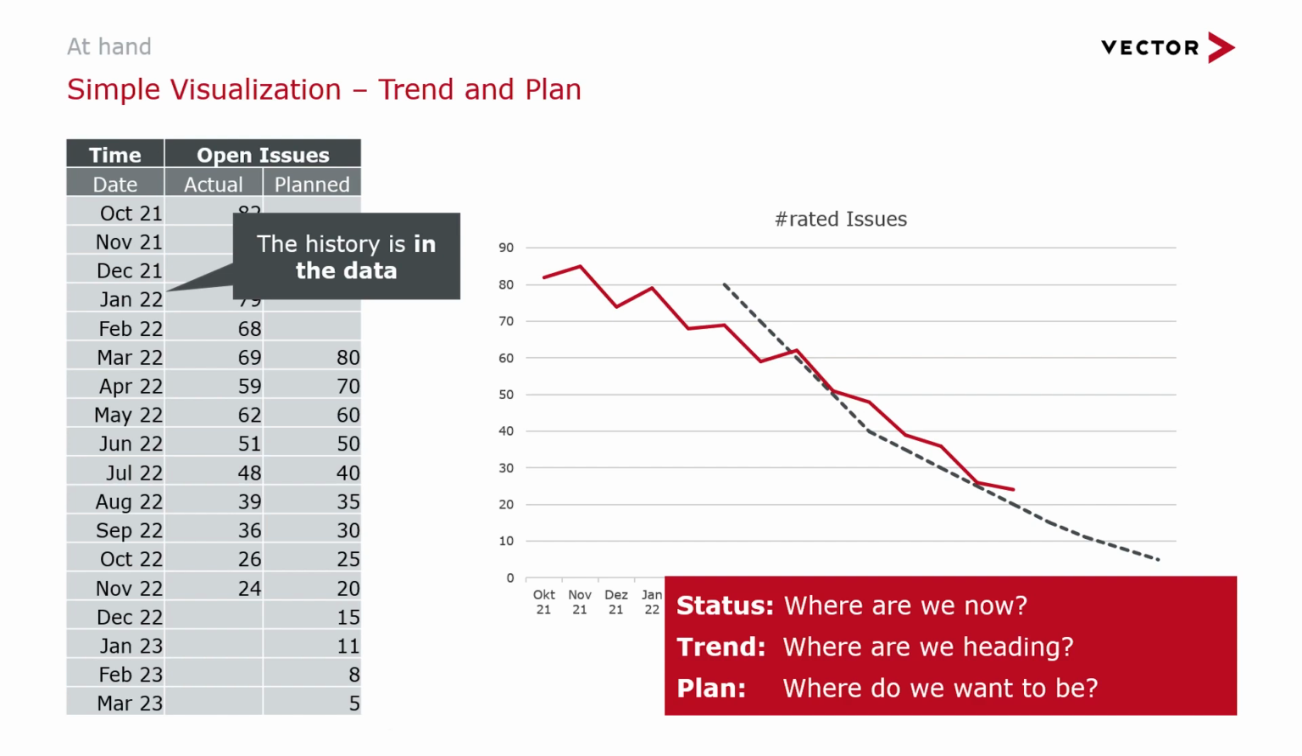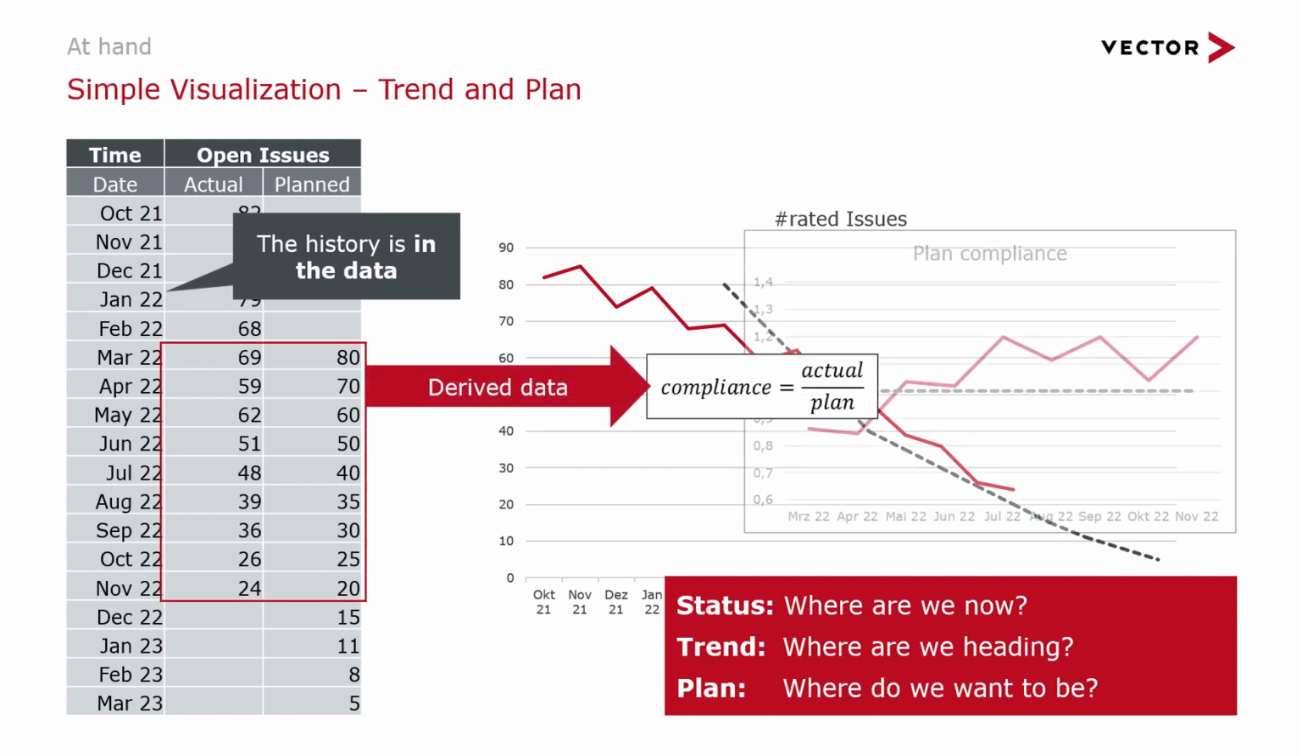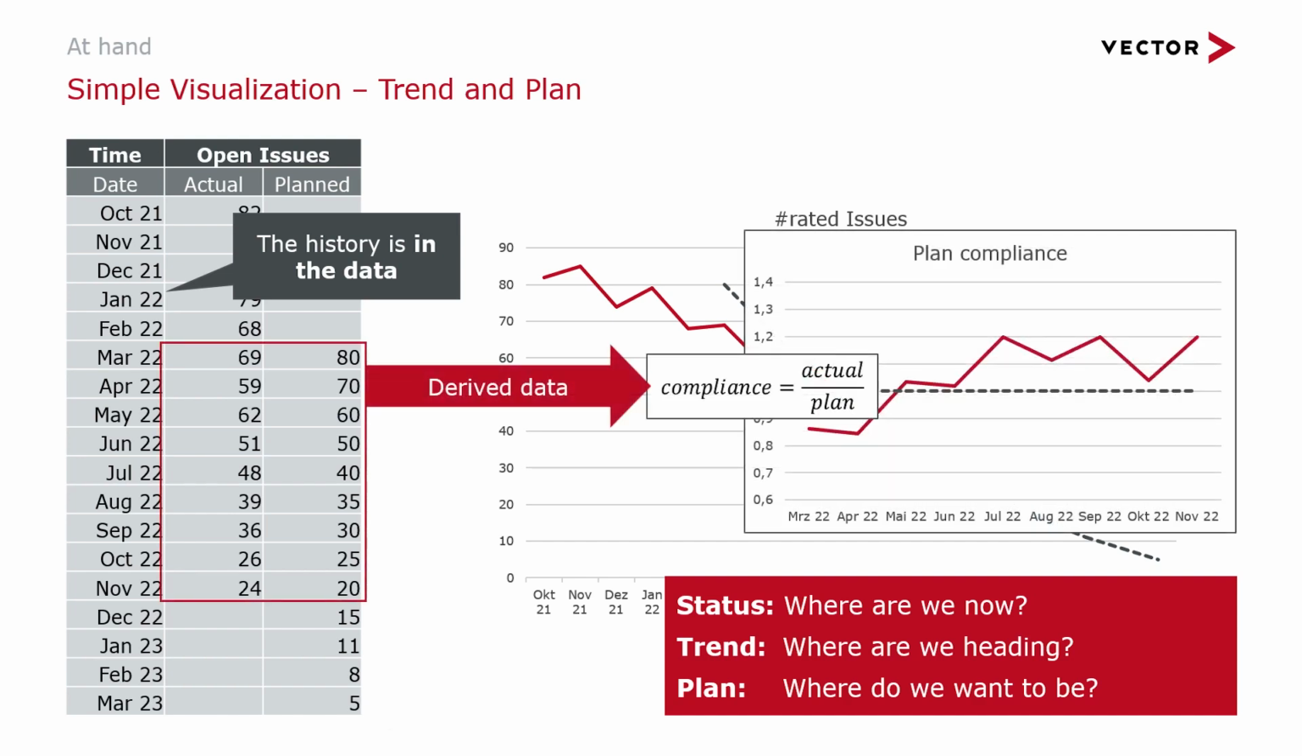For example, take the actual issues and the planned issues and divide them to show a kind of compliance indicator. If we see this picture now, this gives us the relation of did we match the planned value to the actual value. If this value is below 1, then we had actually fewer issues than planned. And if we are above 1, then we had more issues than planned.